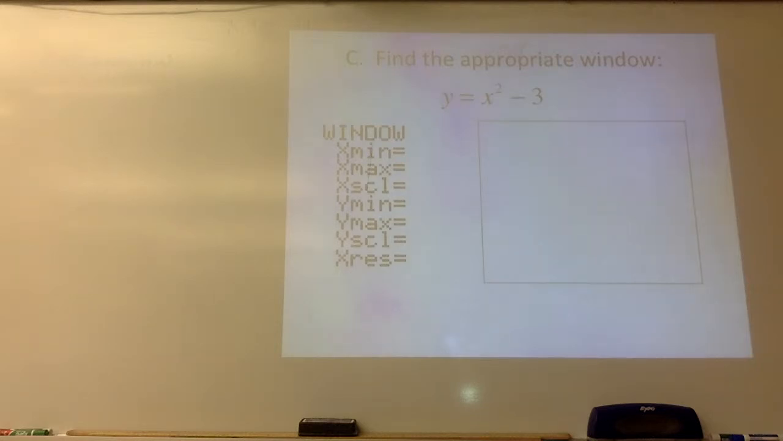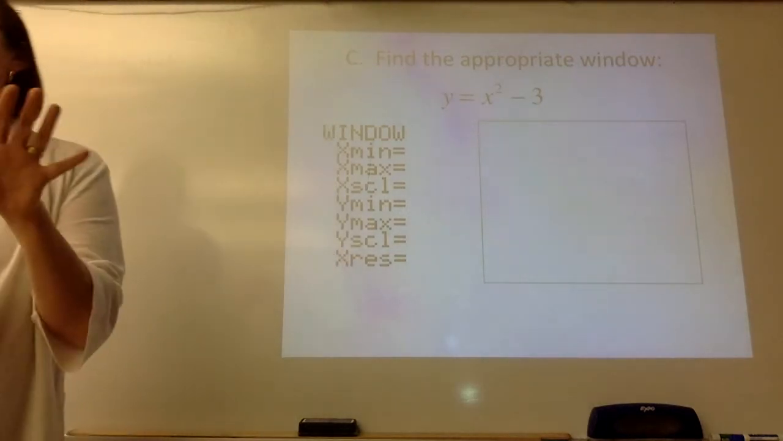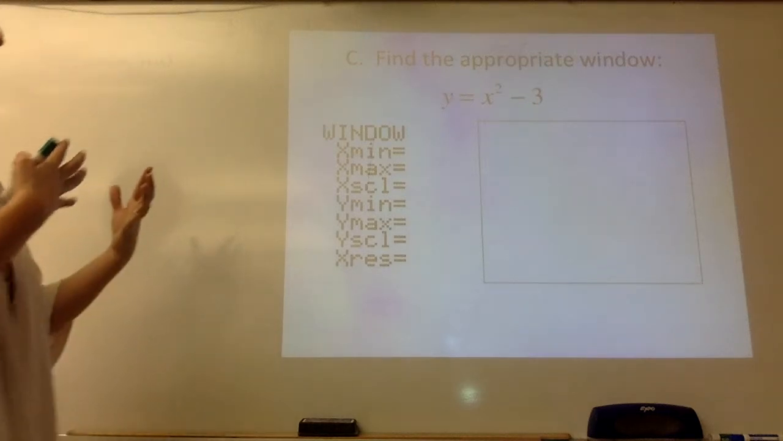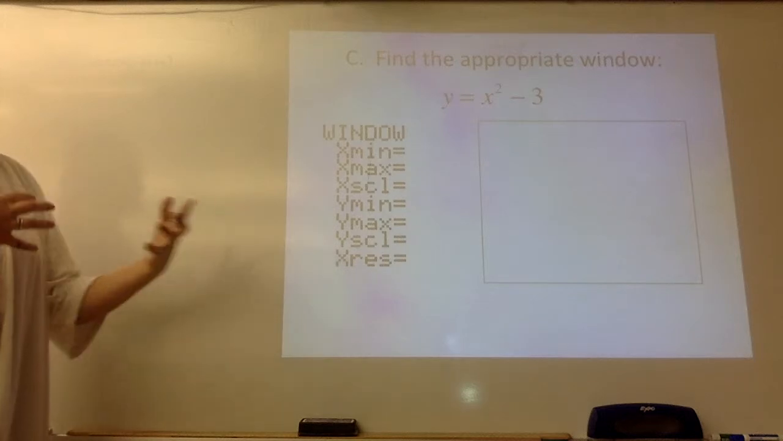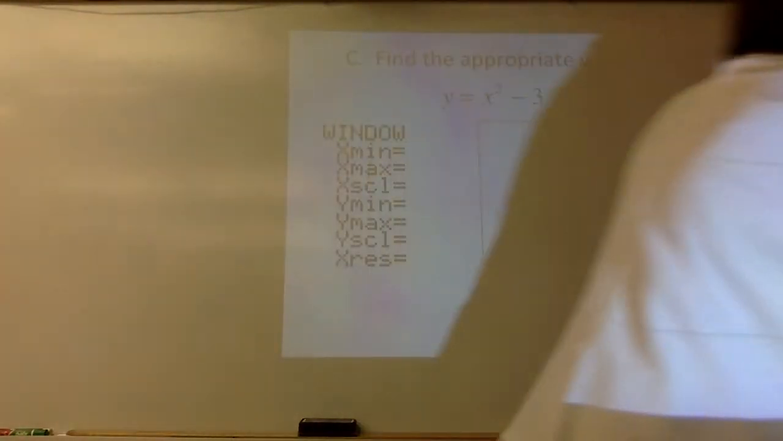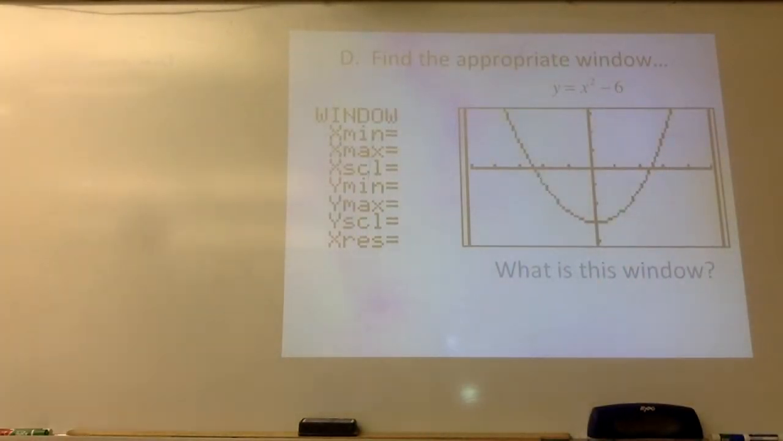All right, so for those of you that are like, this is so boring, this is ridiculous, now we're going to do something a little bit harder. Not mathematically harder, but it's an analysis harder. So this is where we're going to start to really look at, this is what the graph looks like, this is what the calculator says, how do we merge those to make sure we understand the same thing. So if you take a look at letter D, does everyone have this equation in their notes, x squared minus 6?